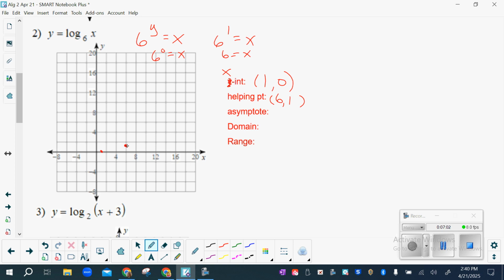I know that if I put a 2 there, I'm going to get 36. So this is going to be a graph that goes like this. It starts getting bigger and bigger, but it takes a long time to get higher. So what will my asymptote be? Anybody back here? Any idea? Say y is a negative number, say negative 1. What do we get for 6 to the negative 1?